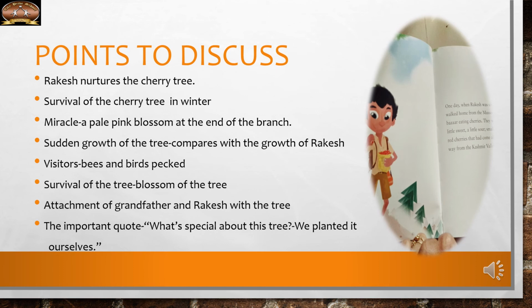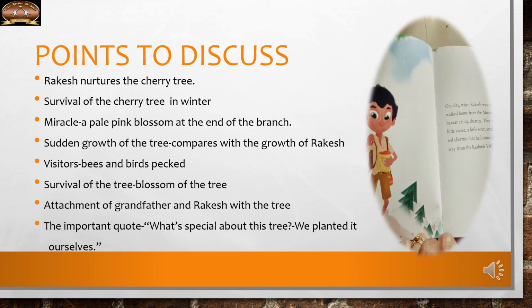And then the following year there were more blossoms, and suddenly the tree was taller than Rakesh. The author, in a very funny way, describes it: the tree was taller than Rakesh, even though it was less than half his age. And then it was taller than grandfather, who was older than some of the oak trees. So now the tree had grown as a mature tree itself, like a fully grown tree.